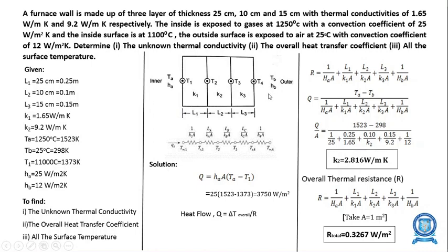hB into A. Here, as I mentioned, delta T is TA minus TB. I have included both the delta T value and R value here. TA is given 1523 Kelvin, minus TB is 25 degree, given in the problem. So we can take 298 divided by 1 by hA. hA value is given 25 into A. Area is considered as 1 meter square. So no need to bother about it.